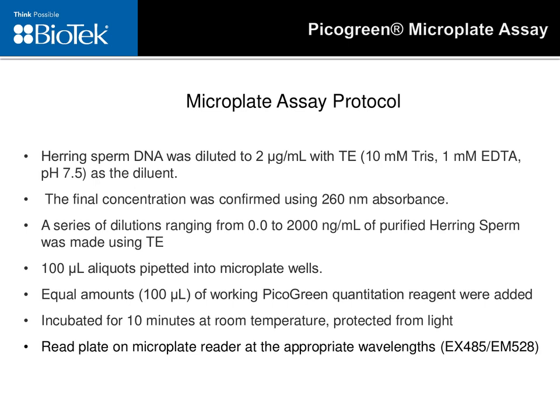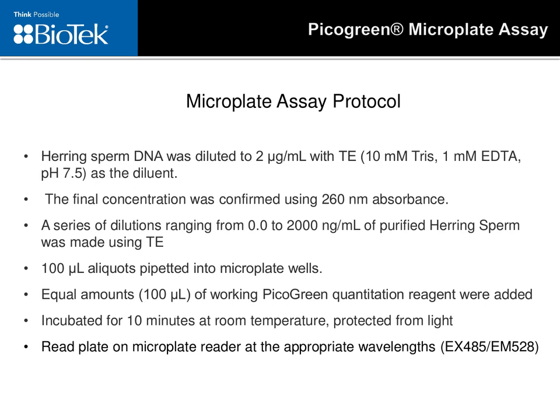So here's a standard microplate-based assay protocol where herring sperm DNA can be diluted. In this case, we dilute it to 2 micrograms per mL in TE buffer. The final concentration is confirmed using 260 nanometer absorbance, and then a series of dilutions ranging from 0 to 2,000 nanograms per mL can be generated.